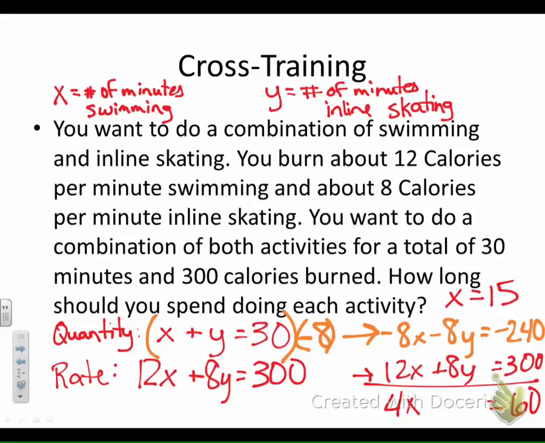But I've been stressing to people, hey, you've got to get some context. Like, what did x mean? So that means that's the number of minutes I'm swimming. So in the end, I need to have a statement: 15 minutes of swimming. And then I need to plug that 15 back into one of the original equations that I started with. I could either use the equation or use reason. If 15 minutes had to be the number of minutes swimming, that means 15 minutes had to be the number of minutes inline skating. It had to be split, 15-15.